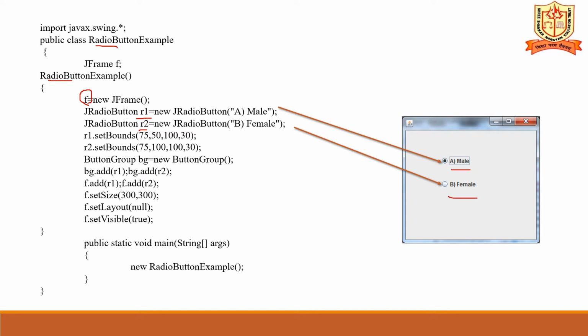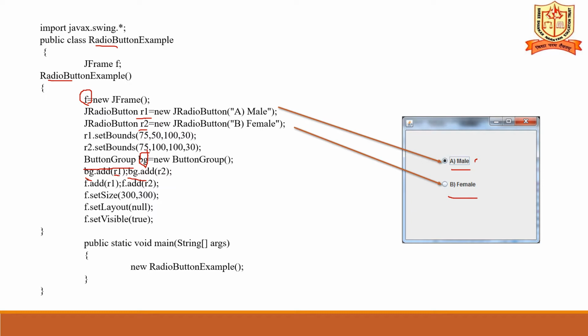So setBounds is used to place the location of these JRadioButtons. Once you have created these JRadioButtons, now you use the ButtonGroup. This ButtonGroup class is used to select only one option among many options. So you have to create the object of the ButtonGroup. Here bg is the object of the ButtonGroup, and add the radio buttons, that is r1, to this ButtonGroup object: bg.add(r1). Like that you have to add the other radio button also.